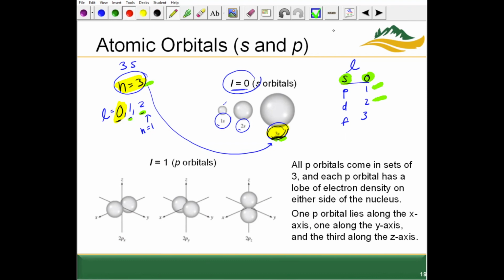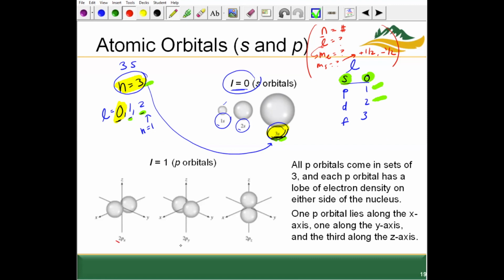So it'll be really important to practice: if you're given some set value for n, what are the possible values for L, and what are the possible values for m sub L and m sub s? M sub s should be clear. It's either plus 1/2 or minus 1/2. Then we just reviewed the possible values for L, so go back and check possible values for m sub L. You're going to want to get really comfortable figuring out the possible values for these quantum numbers.